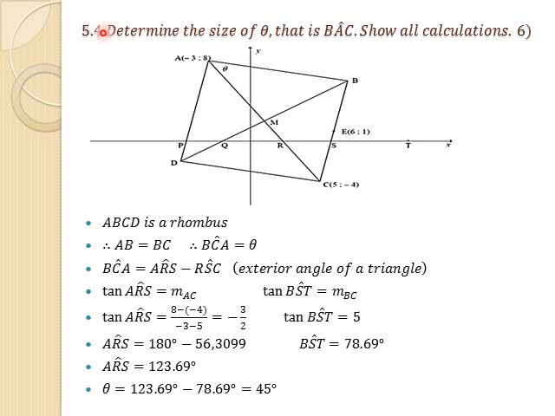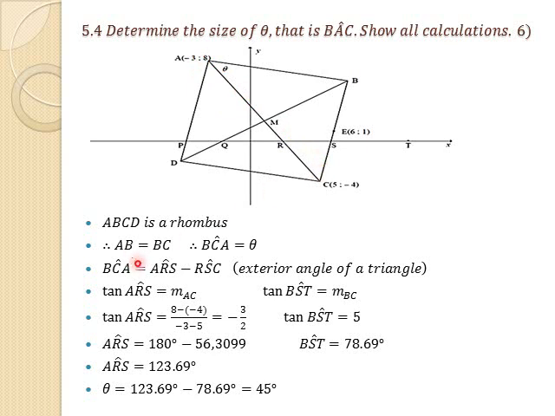Now for 5.4, determine the size of theta, that is BAC. Show all calculations. So number one, we should remember we are given ABCD is a rhombus. So therefore AB equals BC equals CD equals AD. But AB equals BC, therefore angle BCA, this angle that's formed there, equals theta. Remember, equal sides, equal angles, right? So that is equal to theta.